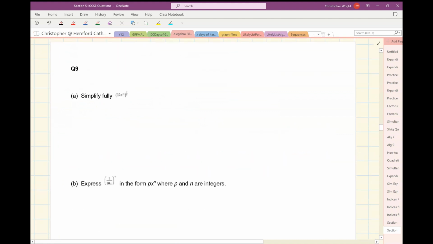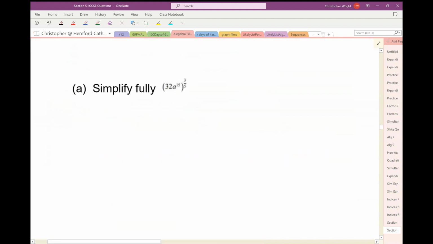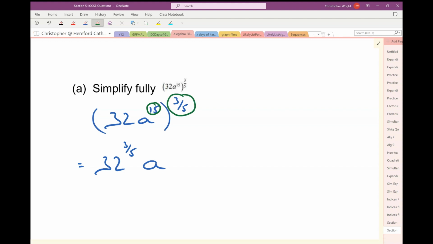Right, question 9. Simplify fully. I've got 32a to the power of 15 all to the power of 3/5. So I've got to raise 32 to the power of 3/5. Well, obviously you could use your calculator to work out 32 to the power of 3/5. And I've got a to the 15 raised to the power of 3/5. I'm going to do 15 multiplied by 3/5, which is a to the 9. So that works out to be 8a to the 9.